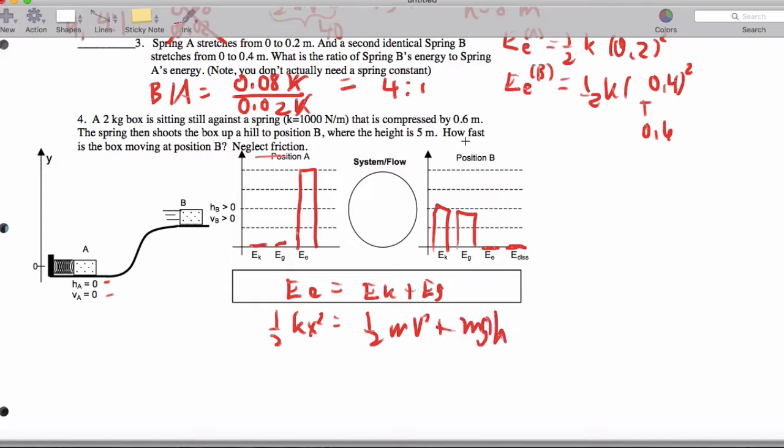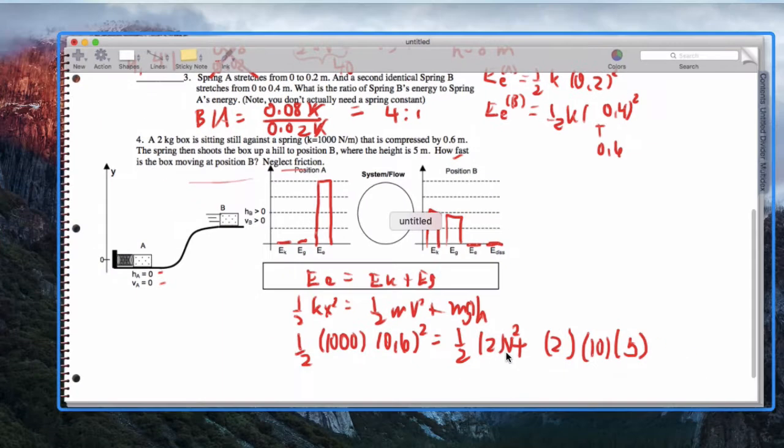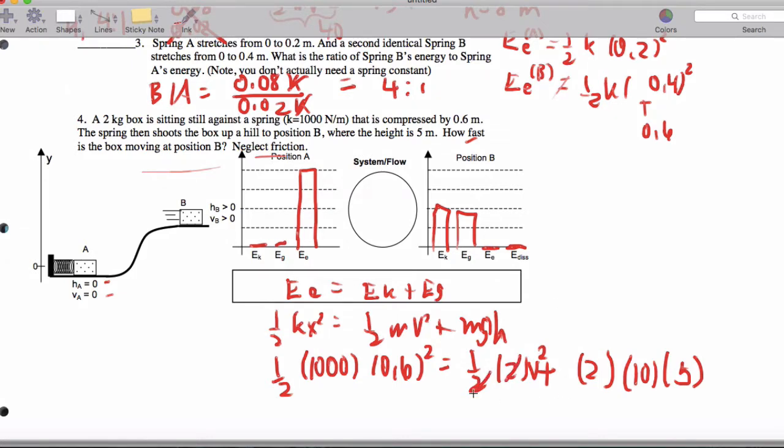What are we even looking for? The speed. So 1/2 times k, which is 1,000, times 0.6 quantity squared, is 1/2 times the mass, which is 2, v squared, plus 2 times g, which is 10, times h, which is 5 meters. And it's v squared that we're solving for. So continuing with this, the 2's cancel. This is plus 100 v squared equals 0.36 times 1,000, which will be 360 divided by 2, which is 180. So v squared ends up being 80, and v itself ends up being a little under 9.